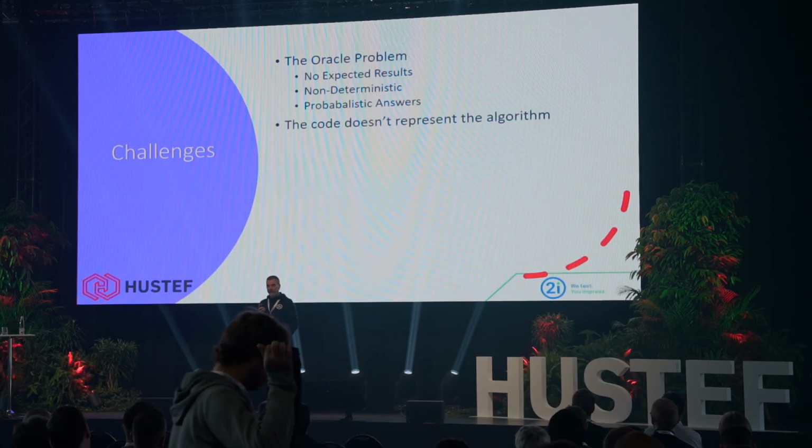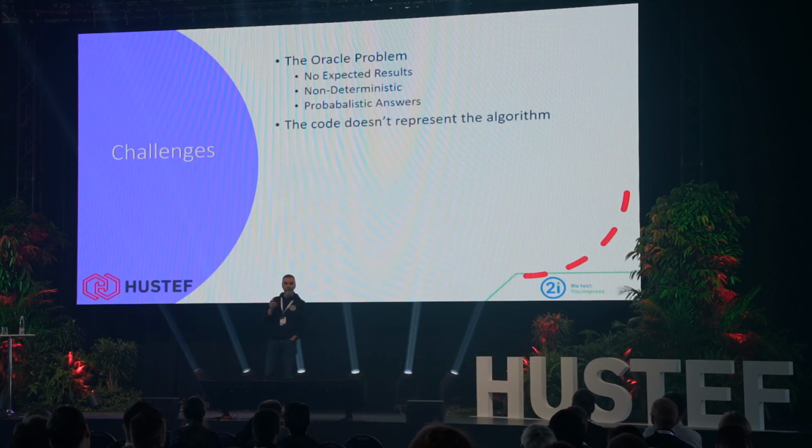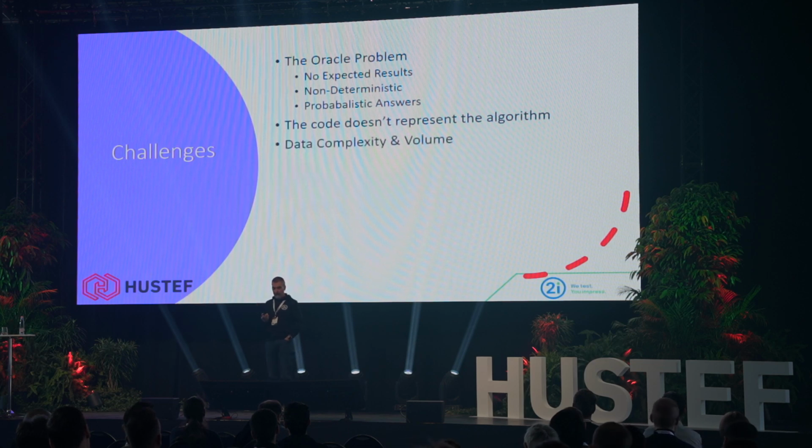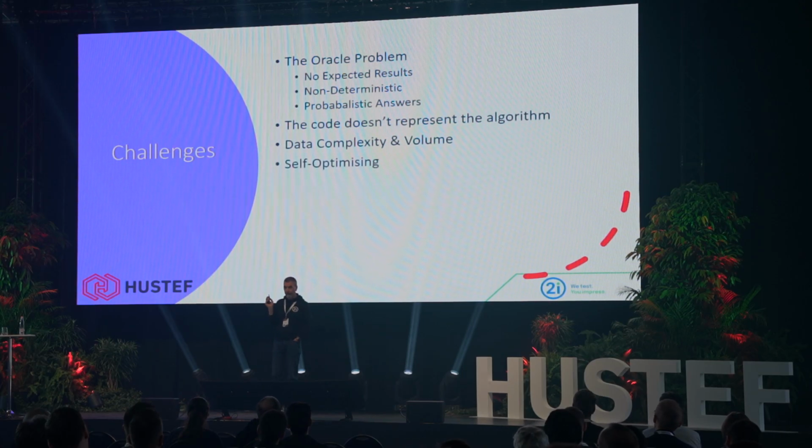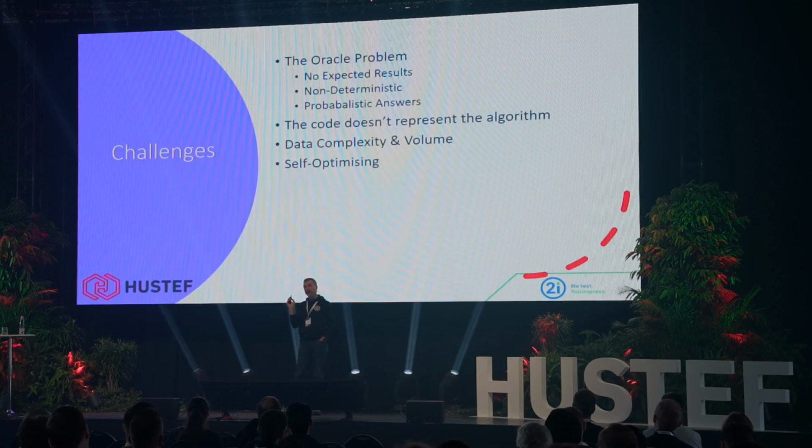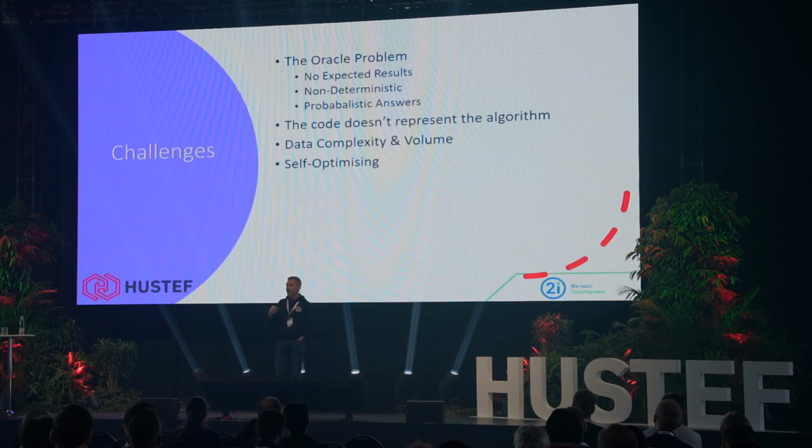Also, the code is not the algorithm. The data, past and present, is. And that data, generally speaking, is in very large quantities and can be quite complex. It's what AI is good at, sifting through vast volumes of data and finding patterns. And because the data affects the behavior of the system, systems tend to be self-optimizing. They change, they evolve.